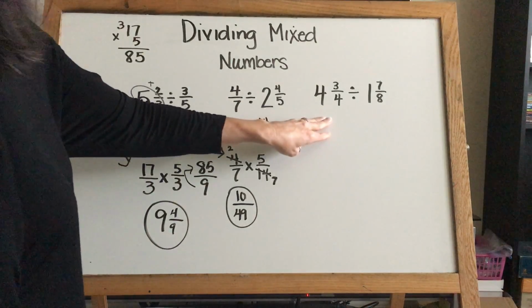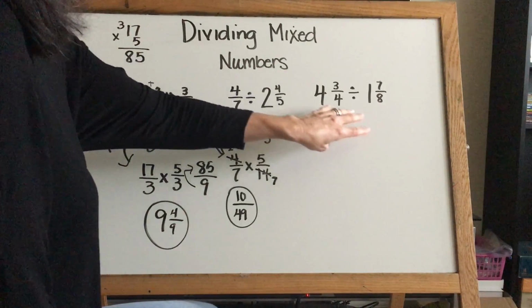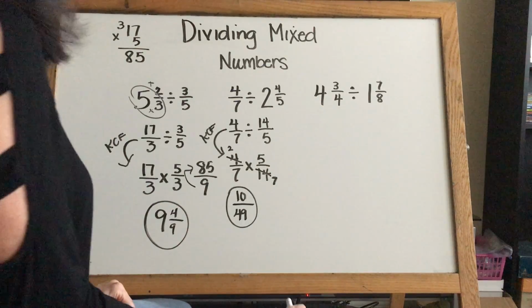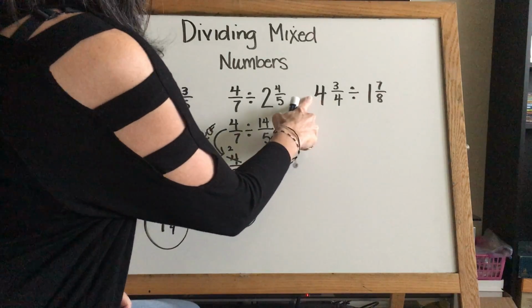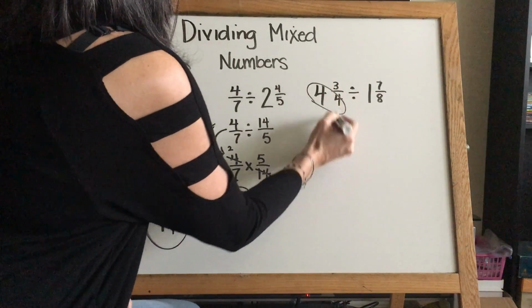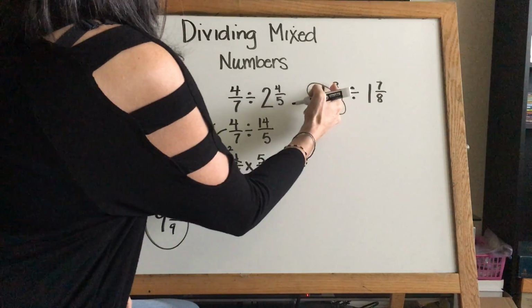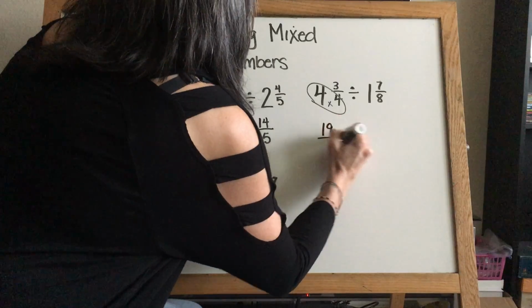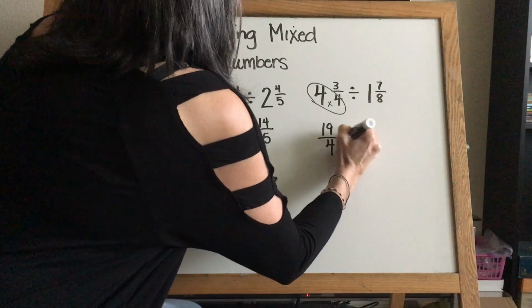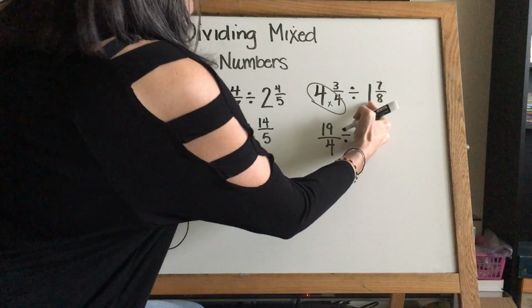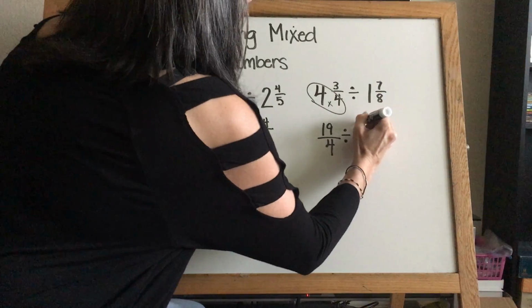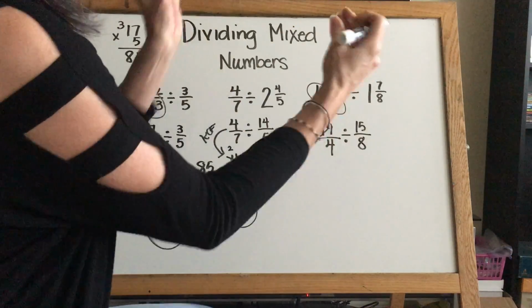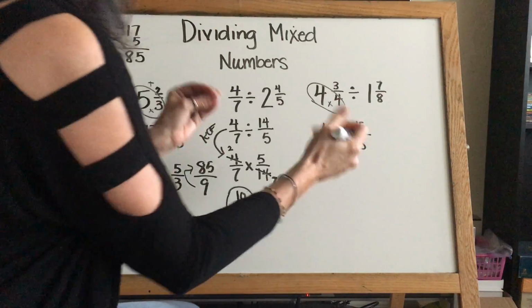So now we have a mixed number divided by a mixed number. So again, our first step is we have to turn both of these into improper fractions. So we've got 4 times 4. Remember, we're multiplying this. 4 times 4 is 16, plus 3 is 19, over 4. This is divided by 8 times 1 is 8, plus 7 is 15. So we have 15 over 8. Now we have 2 fractions, so now we can keep, change, and flip.